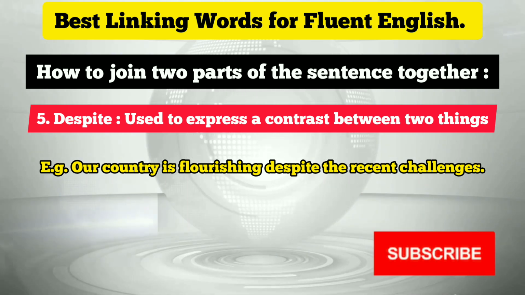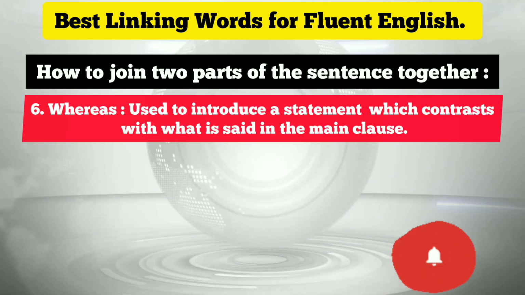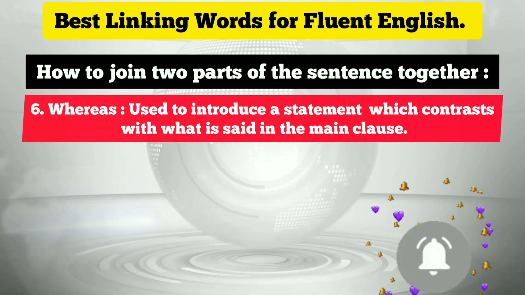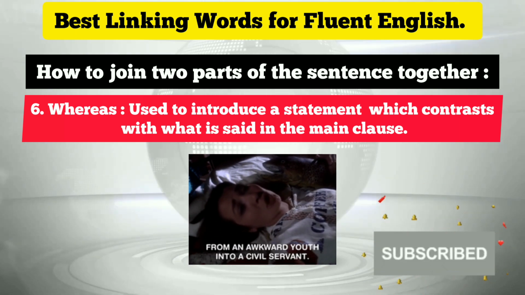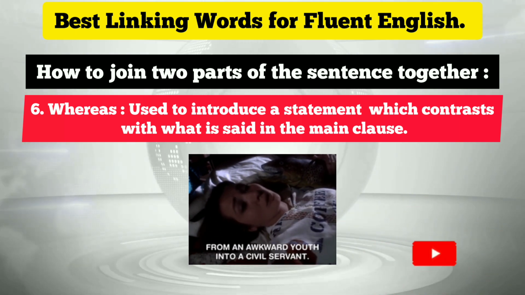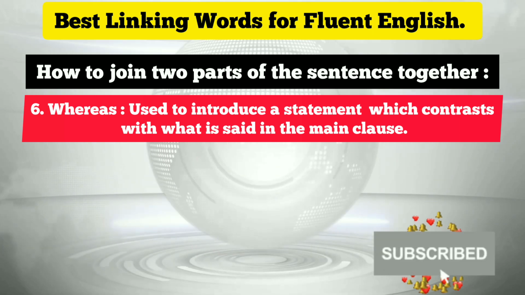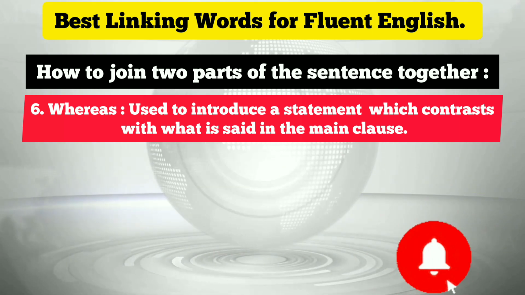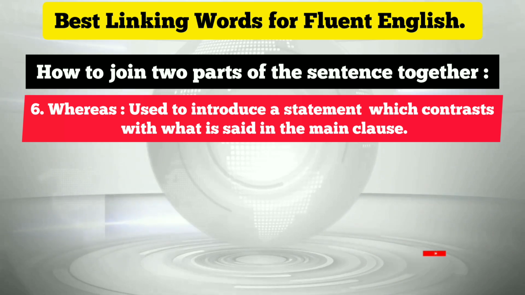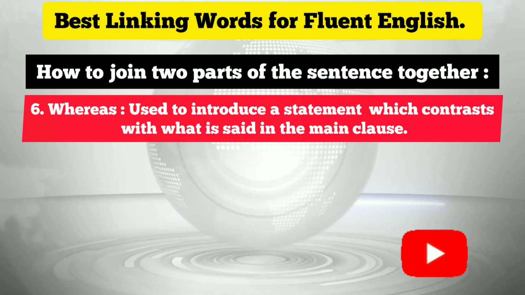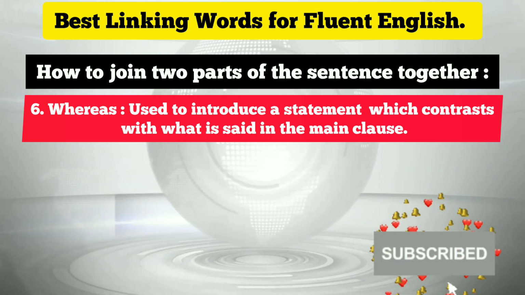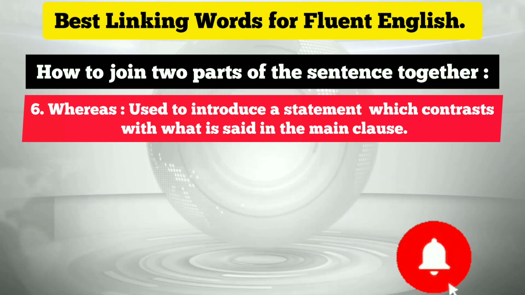Up next, we are going to dive into the next one, that is whereas. Whereas is a very useful linking word. It is used to introduce a statement which contrasts with what is said in the main clause. When you say something in the main clause and you want to introduce another statement which contrasts, that time you have to use whereas. So let me show you how to use this wonderful linking word, and you should remember how to use it and try to incorporate.